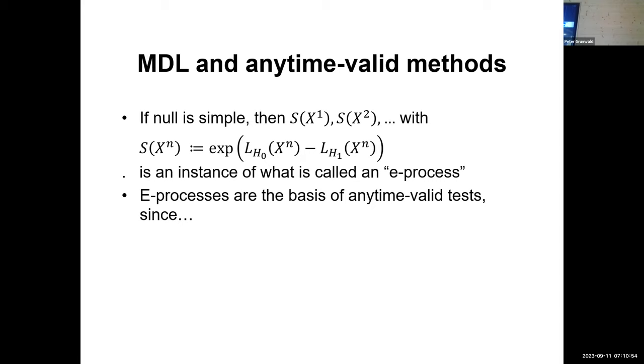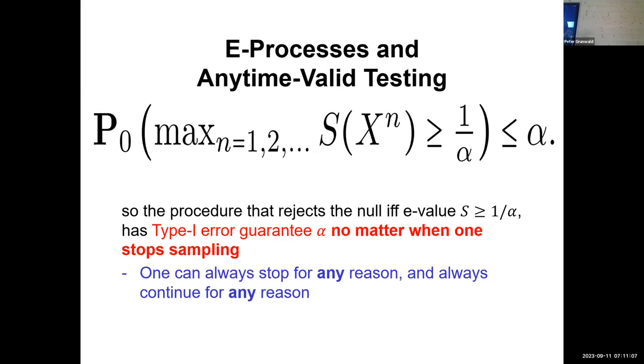Now, if you exponentiate this code length difference, you get something called an E-process. E-values and E-processes are more or less the same; forget about the difference here. E-processes are the basis of any time valid test. How is that? Because for an E-process, you have the following inequality. This is any distribution in your null hypothesis. You assume the null hypothesis is a set of distributions. What I want is that if I take any of them and assume the data is sampled from it, then the probability that this will ever get large is small.